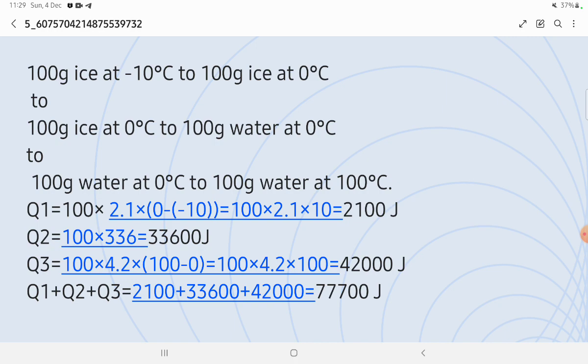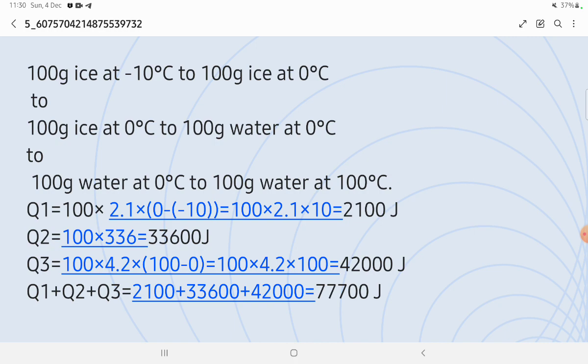Q2 will be 100 gram of ice at 0 degree centigrade to 100 gram water at 0 degree centigrade. This will be state change. State change means there will be no change in the temperature. Temperature will remain constant at the melting point. That means we have to take here specific latent heat of fusion, that is 336 joule per gram or 336 into 1000 joule per kg. So here I will take joule per gram, so 100 into this.